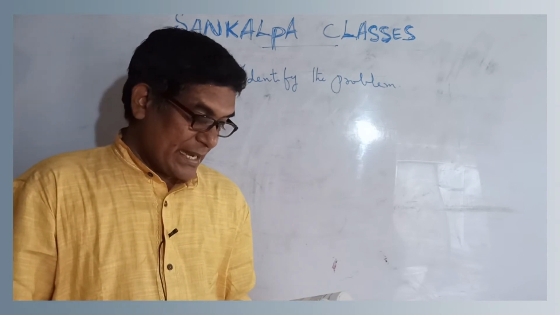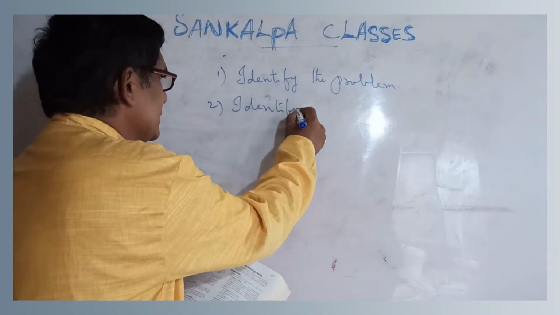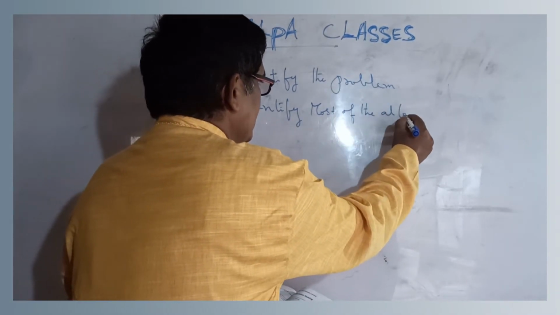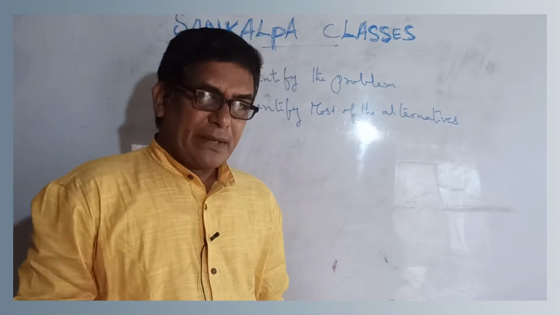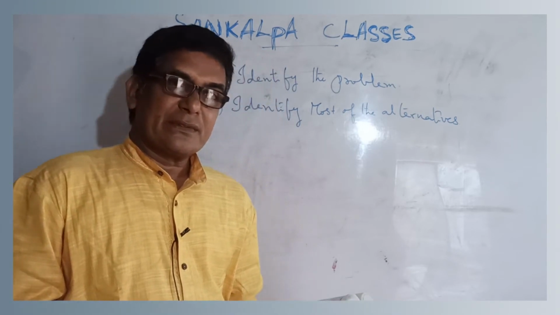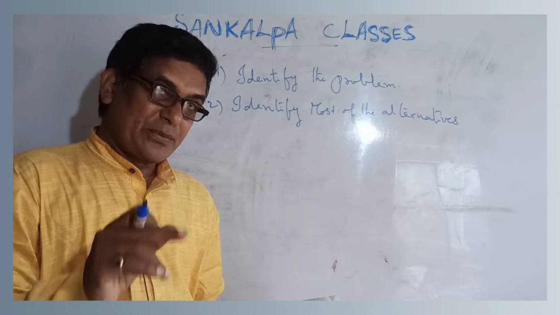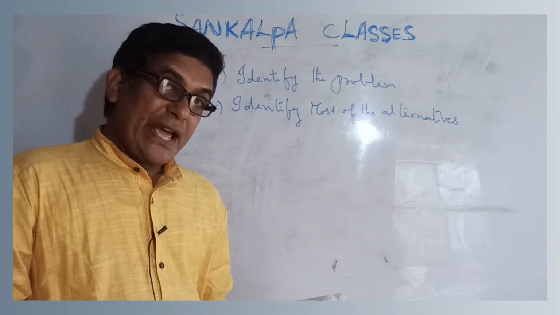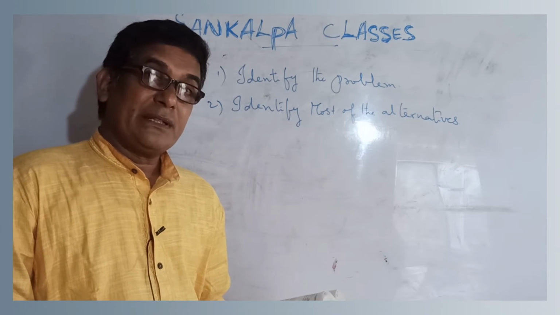Right. Now the second step is identify most of the alternatives. Every problem may not be resolved by one and the same course. There are a lot of problems given for you, and every problem may not be resolved by one and the same course. Only with one option you can't solve it. Instead it may need various courses of action to be resolved.